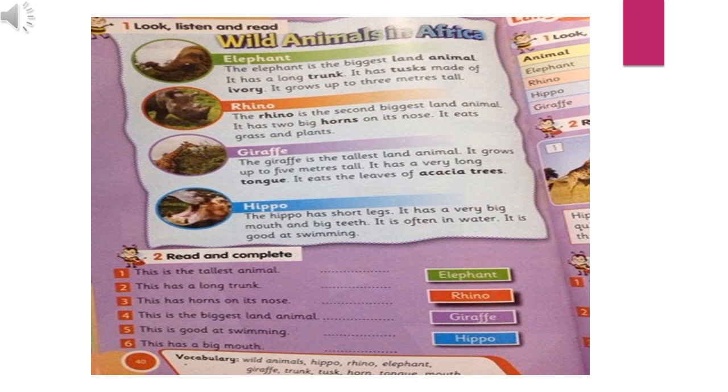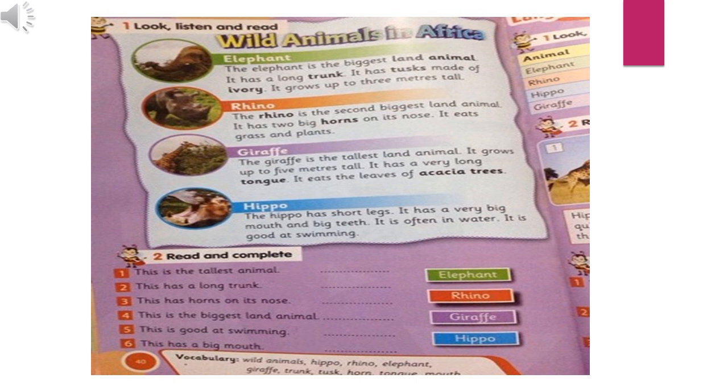Number 3, this has horns on its nose. Horns on the nose. Yes, I can hear you. Excellent. It's the rhino. Number 4, this is the biggest land animal. Which one is the biggest land animal? Excellent. The elephant. Number 4, elephant.